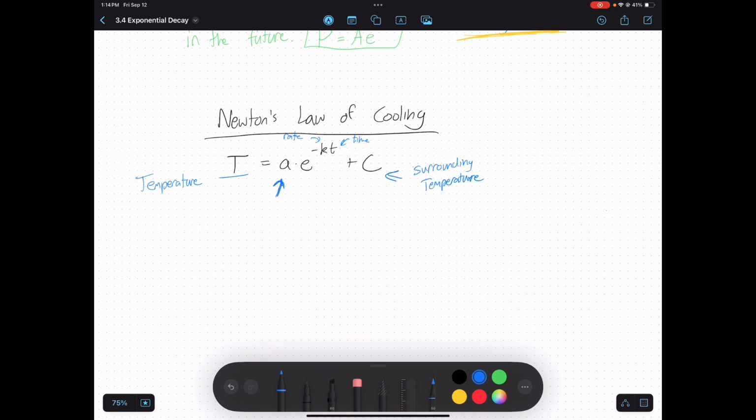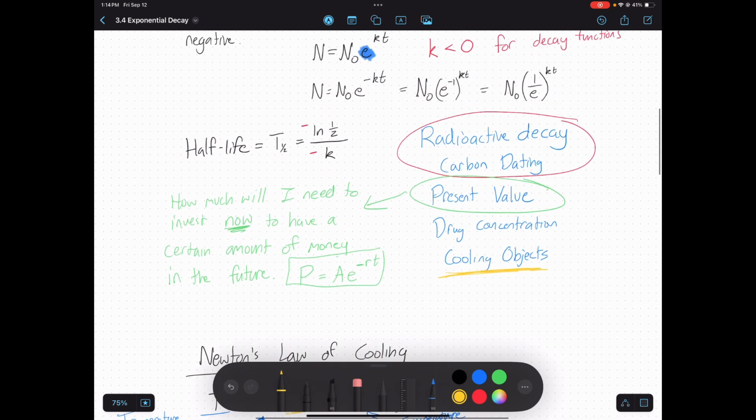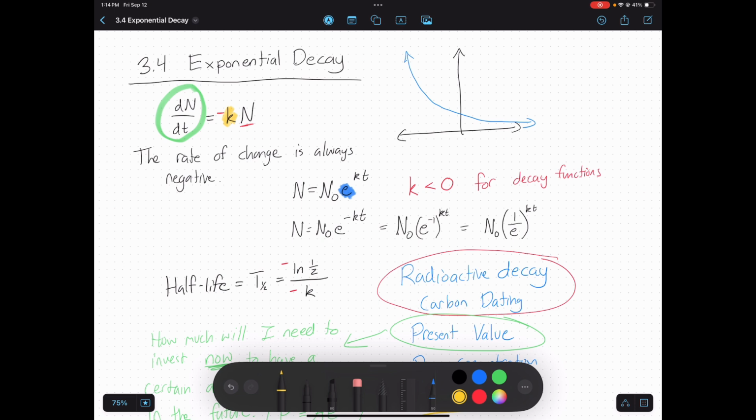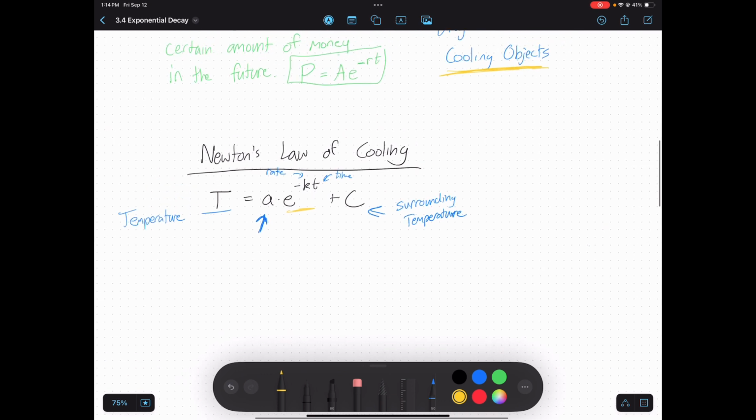And A, what does A represent? Well, recall with exponential decay functions, they approach zero as t goes to infinity. My exponential decay function will approach zero. So what's going to happen with this? This whole term right here will eventually approach zero, leaving the object, you'll notice, at the surrounding temperature. So what do we want to approach zero?